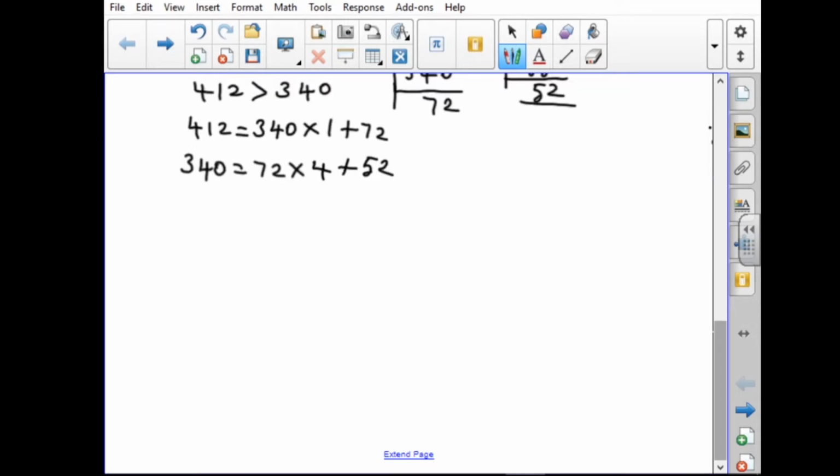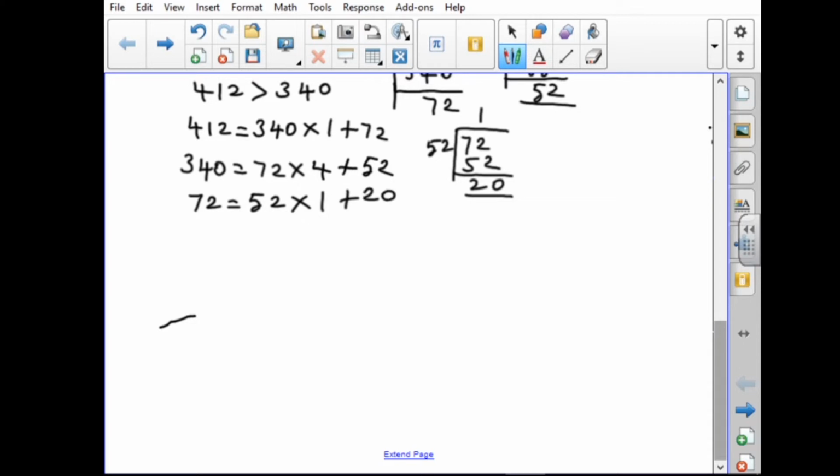Next one, you have to bring here the dividend and divisor. The third one, you bring the divisor here as the dividend: 72 equals, the remainder will be the divisor, so 52 into, this is the dividend, this is the divisor. You have to divide like that. 72 divided by 52, how many times? One time. So 52, the remainder will be 20. So you have to write 52 into 1 plus 20.